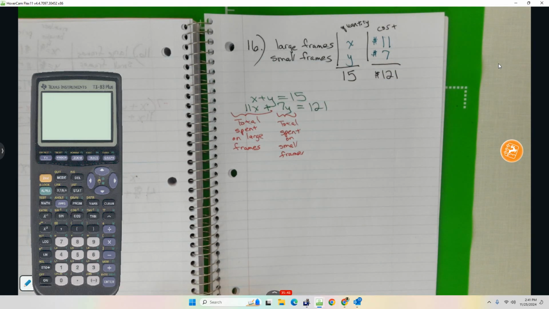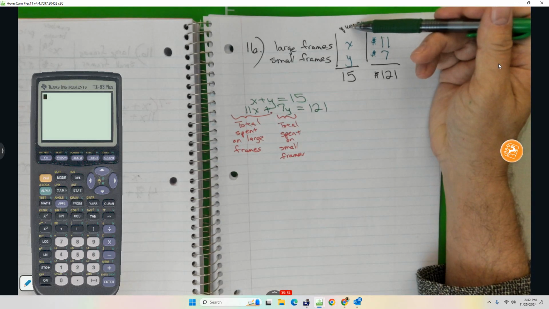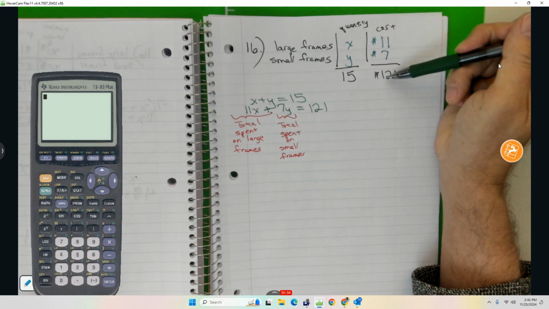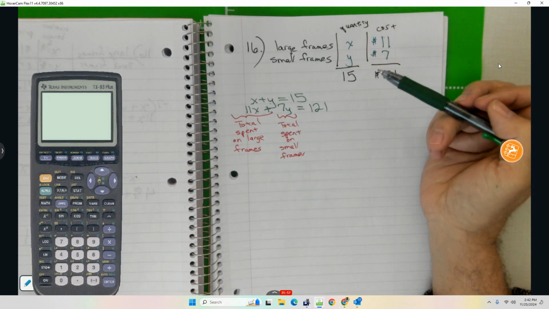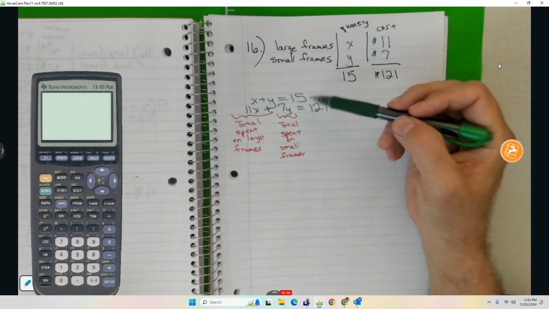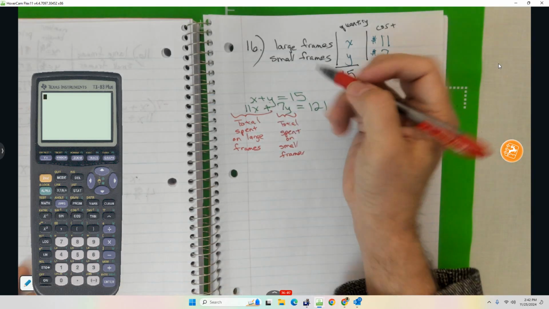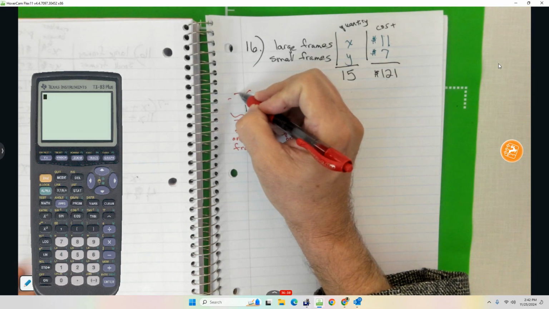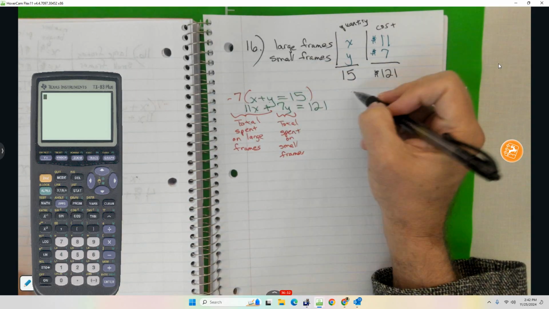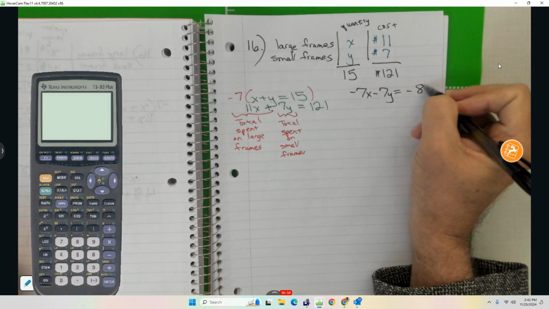Both equations involve x and y. We found an equation for the quantity. We found an equation for the cost. There are two variables. You need two unique equations. And then we said, okay, we were going to eliminate y by making that a -7. So we multiplied through by -7 to give me a -7x minus 7y equals a -85.